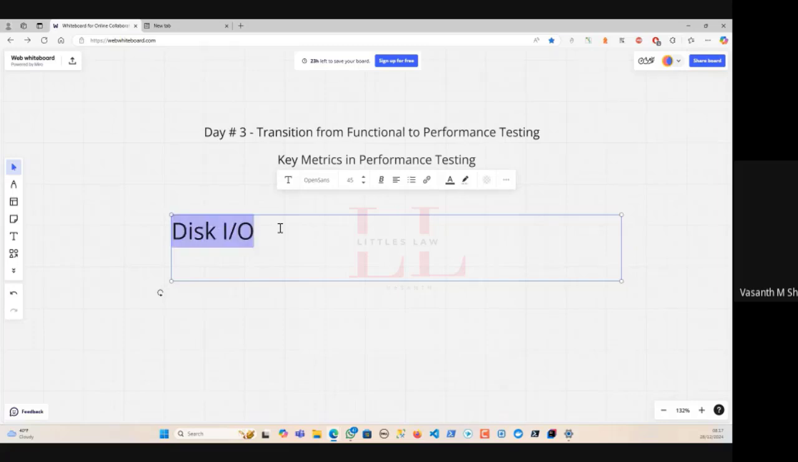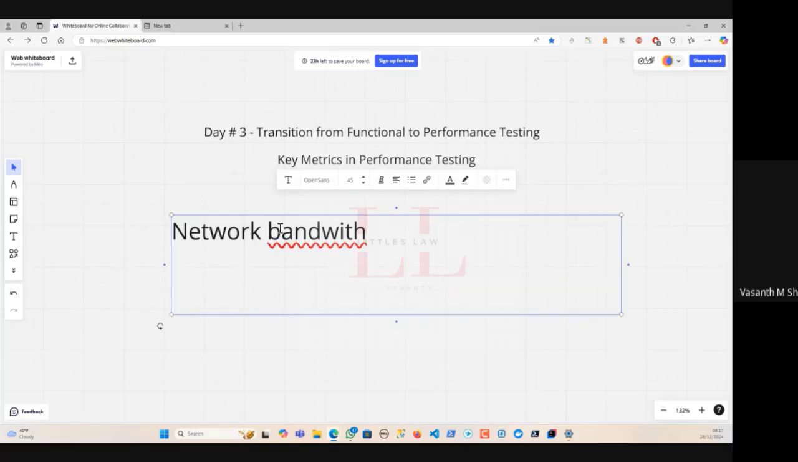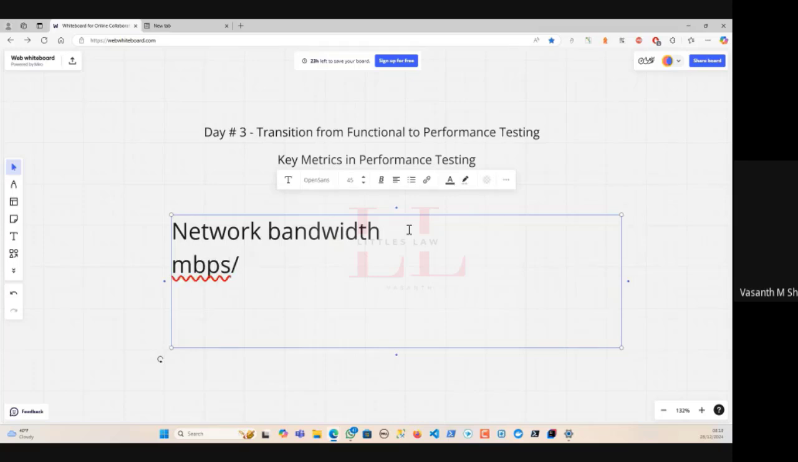And the next one is the network bandwidth. The amount of data that is transmitted over the network per second is the network bandwidth, and it is measured in megabits per second, or in terms of Gbps. The importance of calculating network bandwidth is to ensure that the application works well in varying network conditions. For example, if you are using a mobile application, and people are using 4G, 5G, and Wi-Fi, you have to emulate your testing in different networks.